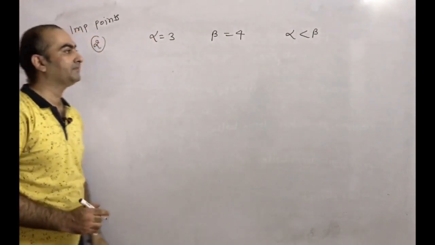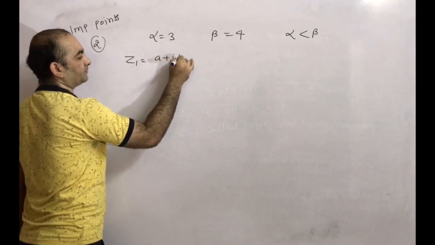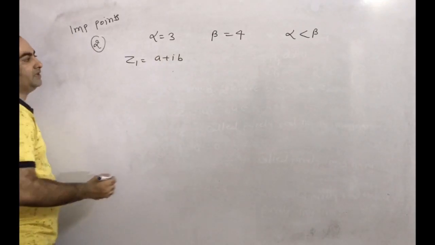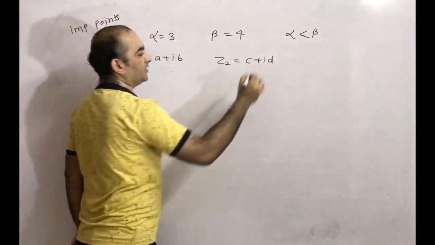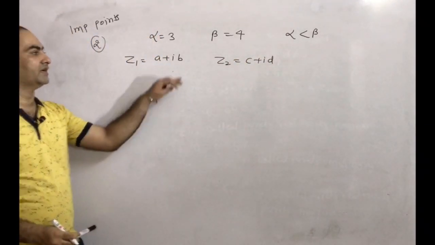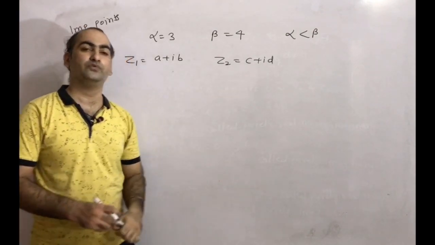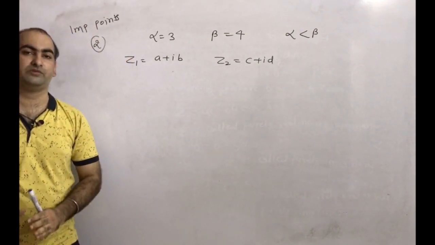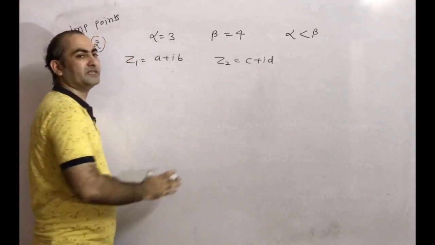But we have two numbers, z1 equal to a plus ib and z2 equal to c plus id. Here b and d are the imaginary parts of z1 and z2. So one of them is not 0, and these two are complex numbers.